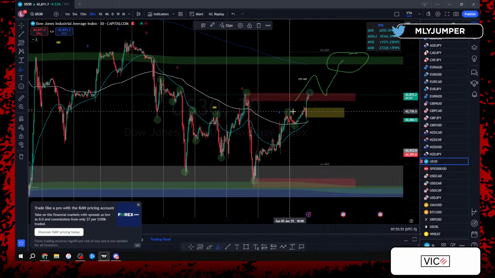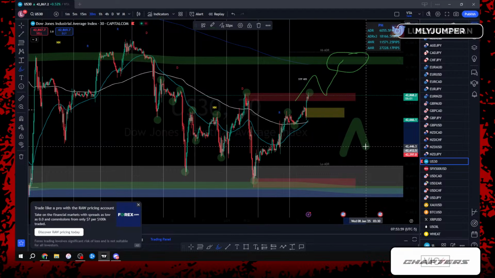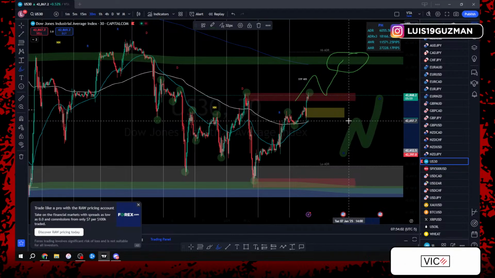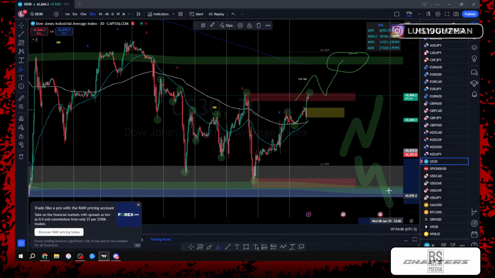This is not the way you read market structure, right? In order for you to have a higher high and a higher low, price needs to break the most recent high, or vice versa. In order for you to have a lower low and lower high, a new high and new low, price has to break the previous high or the previous low.